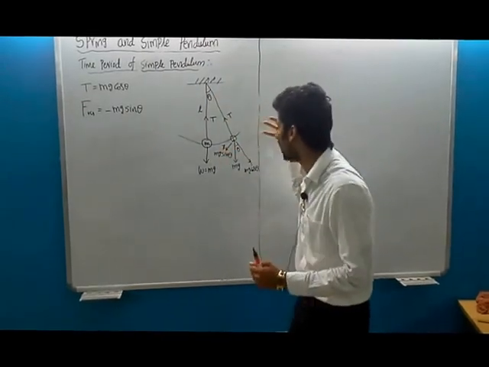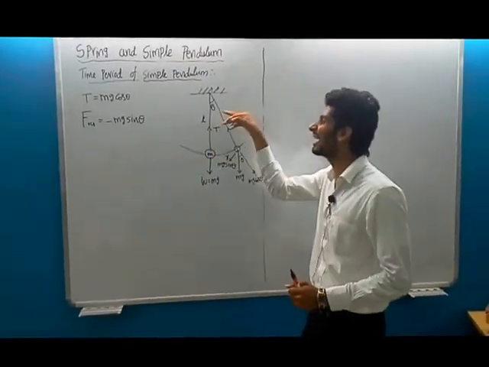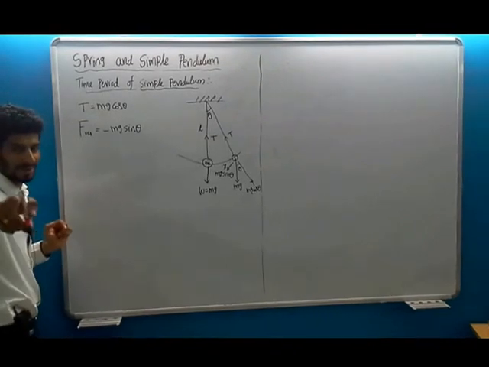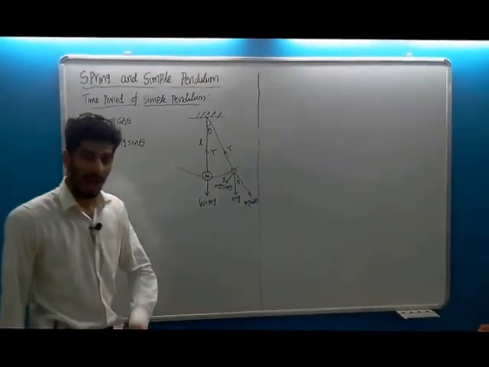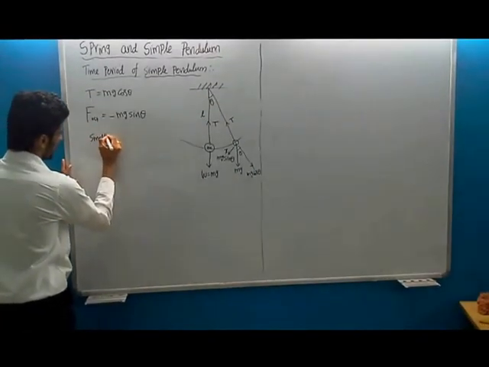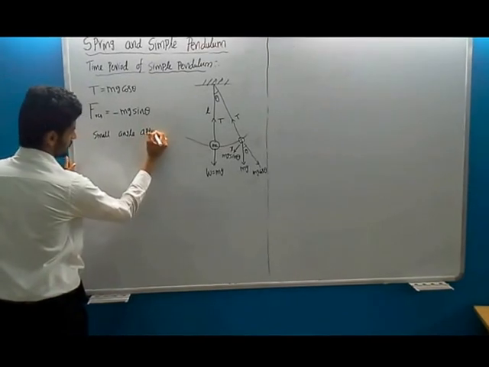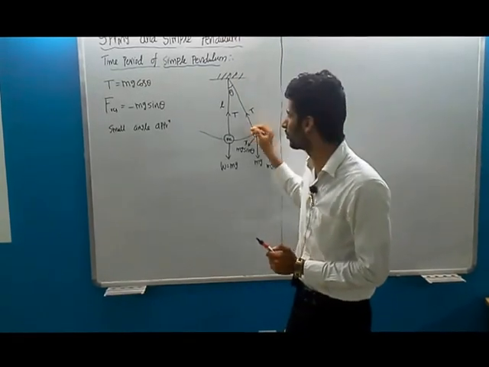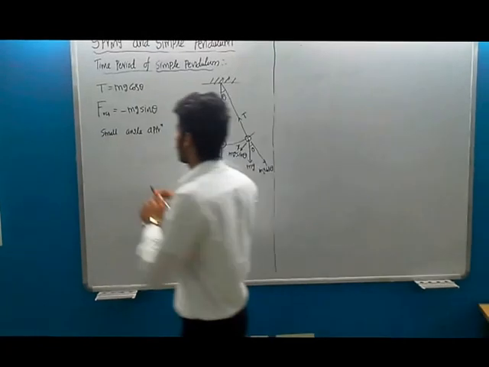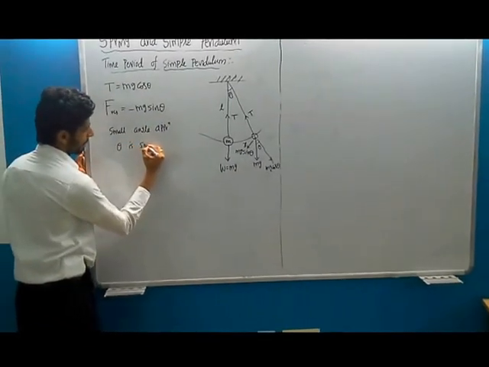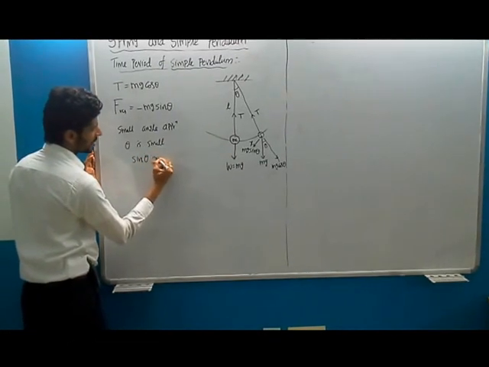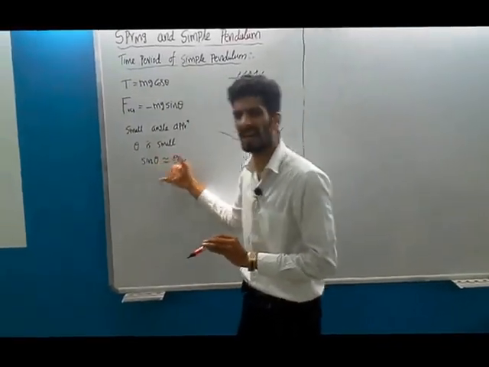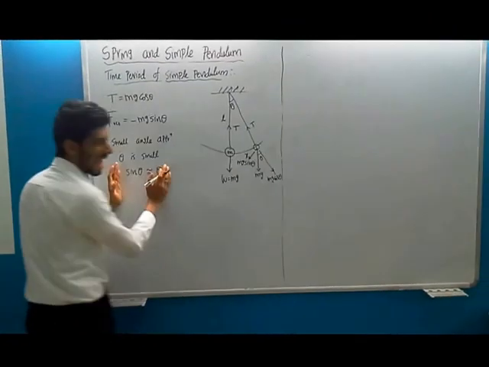I'm not going to allow this bob to oscillate for a very large angle theta. Very small angle. Now I'm going to tell you something about small angle approximation. So very, very simple. If this theta is very small, I'm not going to allow this bob to move for a very large angle theta. And if theta is very small, what happens is sine of theta is approximately equal to theta. There is actually no change if you take the sine of theta and theta. So this is called the small angle approximation.